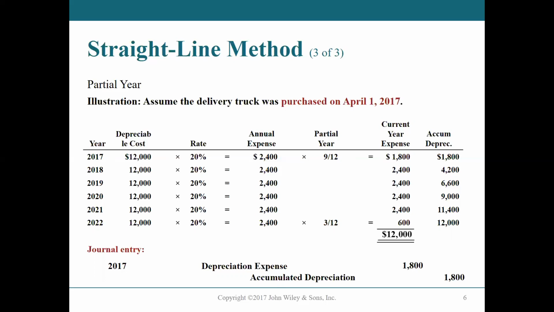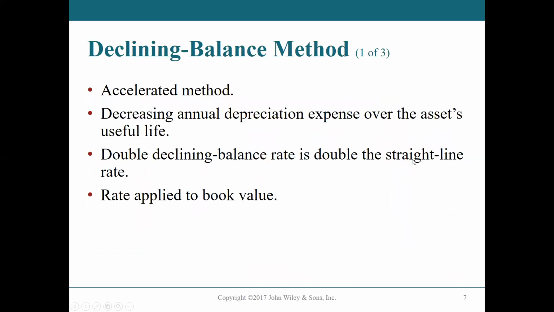Just recognize that we don't always, if we purchase an asset on April 1st, do a full $2,400 worth of depreciation for that first year. We would just do April through December in the first year, which is 9 months. So we take the 1 year amount, 2,400, and multiply it by 9/12 to get 9 months worth of it. That's all that's different from what we showed at first.